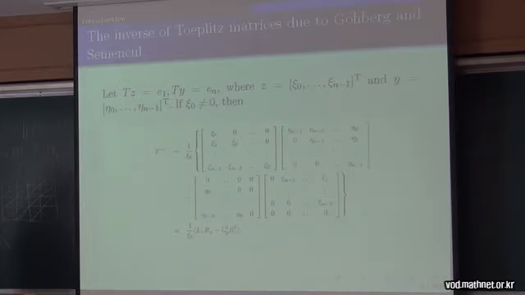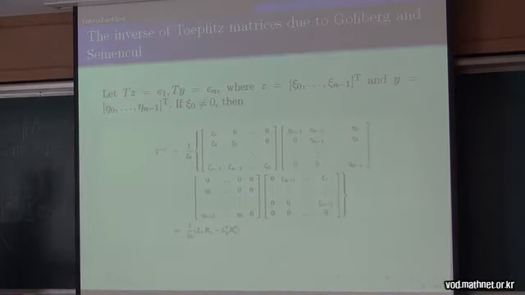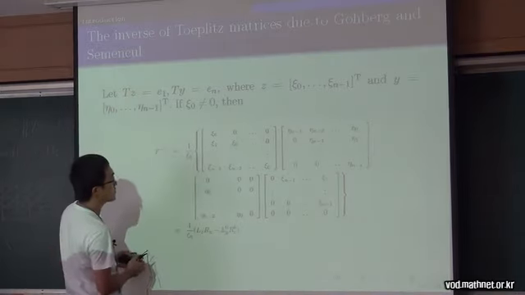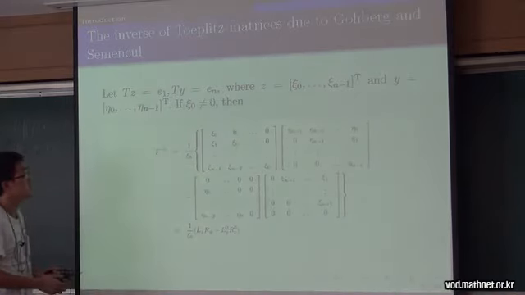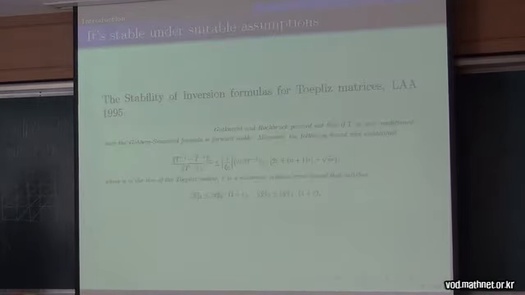If we know the solutions of these two linear systems, where E1 and EN are just the first column and the last column of the corresponding identity matrix, and if the first entry of the solution Z is not zero, we can represent this inverse for the Toeplitz matrix like this. We can see that the lower triangular matrix and the upper triangular matrix are still Toeplitz matrices, because along each diagonal they are still constants. And we use this notation to represent them.